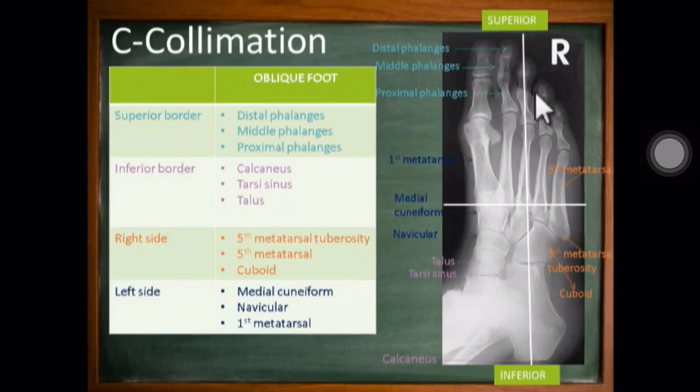And for the lateral right side, structures that should be included are the fifth metatarsal tuberosity and the cuboid. And for the lateral left side, structures that should be included are the first metatarsal, the medial cuneiform, and the navicular.